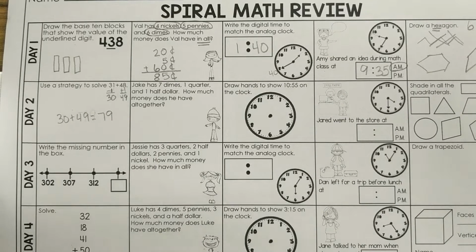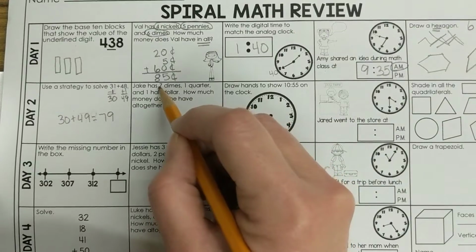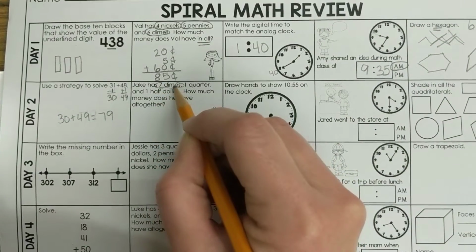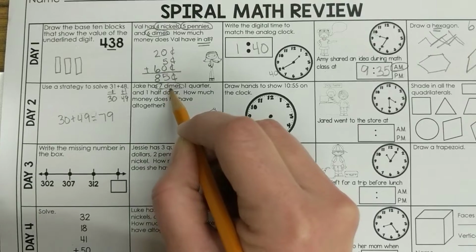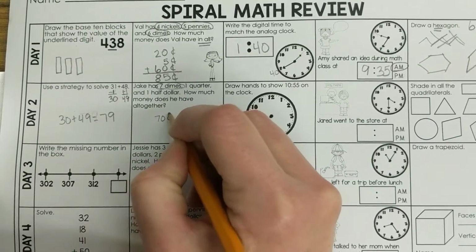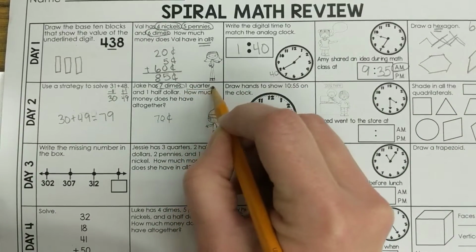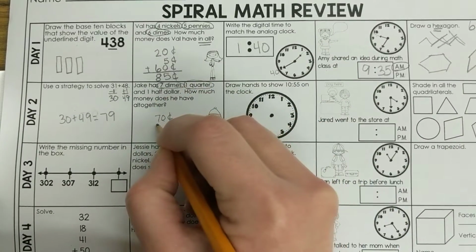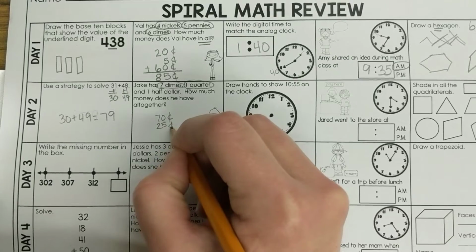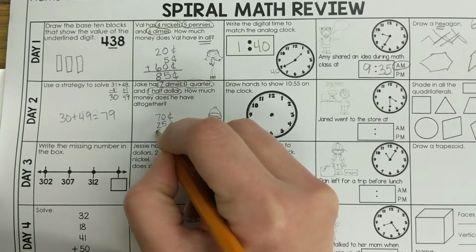Next, Jake has 7 dimes, 1 quarter, and a half dollar. We need to find out how much money he has altogether. I'm going to start off with 7 dimes. A dime is 10 cents. If I have 7 of them, 7 tens is 70. So I'm going to put that down as 70 cents. 7 tens, right? Good. 1 quarter is 25 cents. A half dollar is 50 cents.